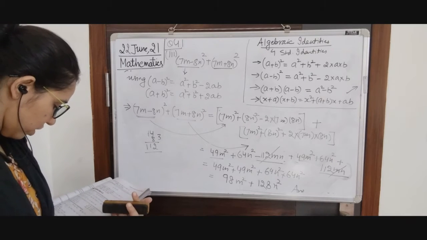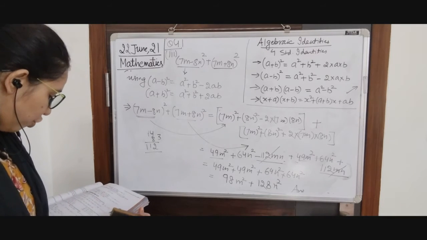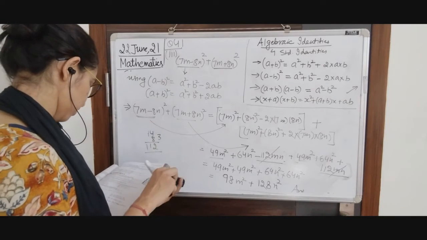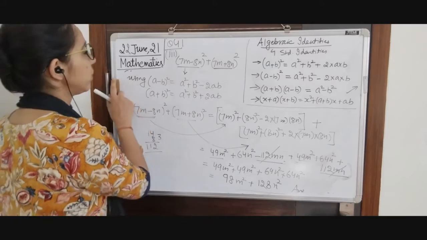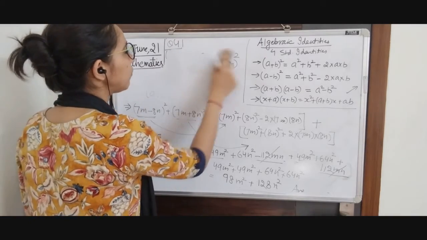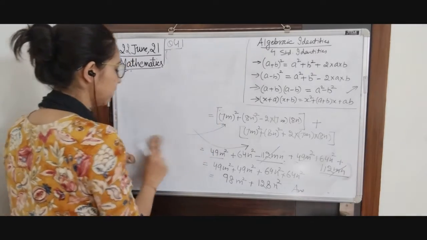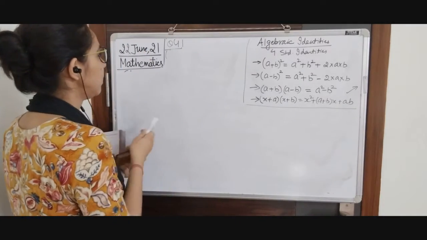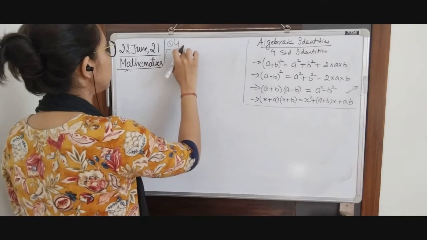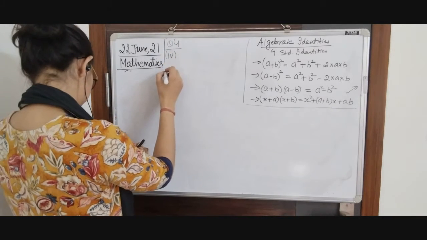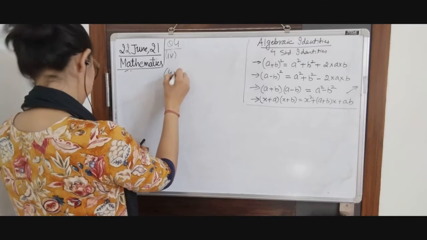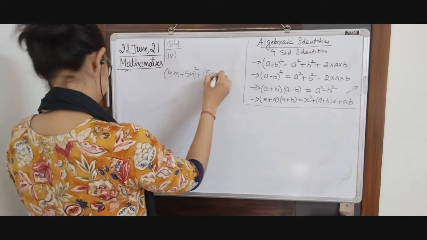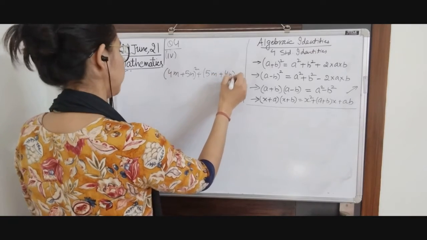Now the fourth part. I am going to give the hint only. I am not going to solve it. I am going to give you a hint on how to solve that. After that, we are moving on to the fifth part. In the fourth part, we have something like this: (4m plus 5m) whole square plus (5m plus 4m) whole square.